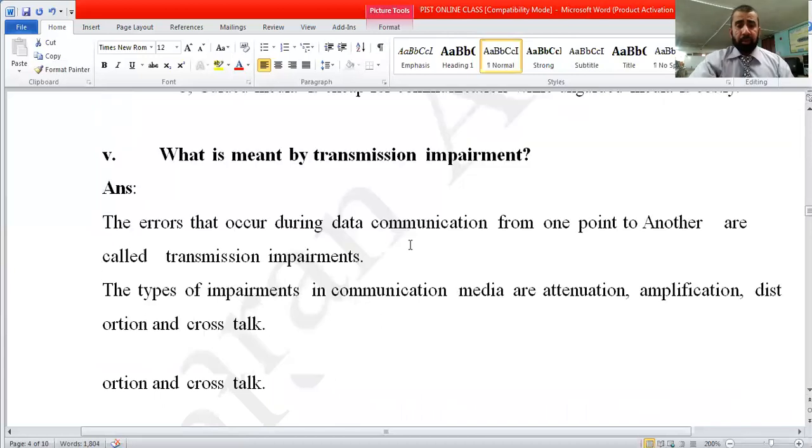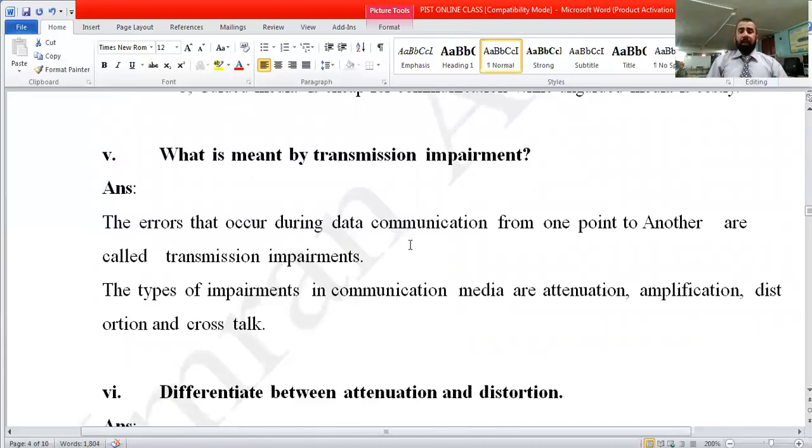Next question. What is meant by transmission impairment? The errors that occur during data communication from one point to another are called transmission impairment. Let's say you are chatting with your fellows, and at the same time you lose the signals. So half of the signals are delivered and half remain. So this is called transmission impairment.